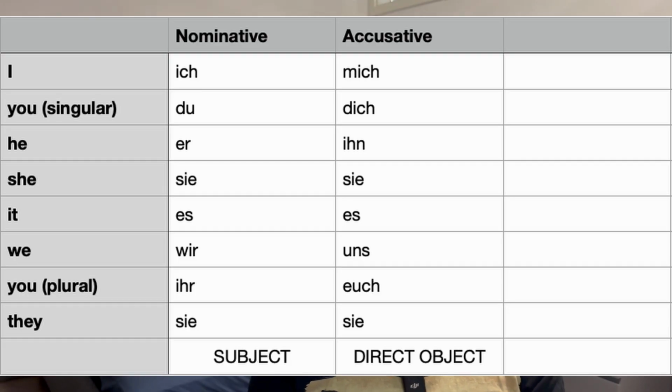And the pronouns for accusative case are mich, me, dich, you, ihn, him, sie, her, es, it, uns for us, euch for you, plural, and sie for them.